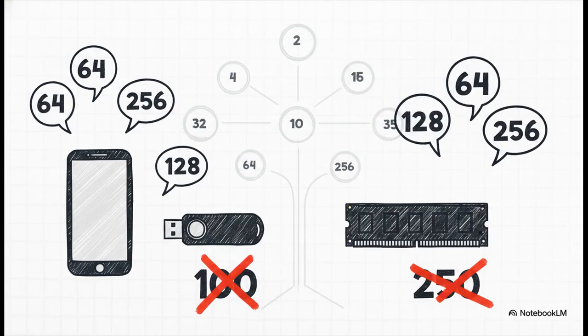And this connects directly to stuff you see every day. Have you ever wondered why your phone or your computer has storage that comes in weird-sounding numbers like 64 or 128 or 256 gigabytes? It's not random.